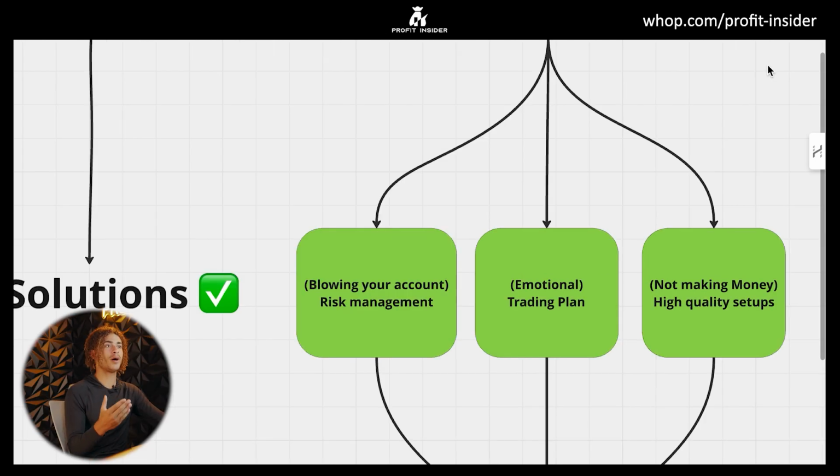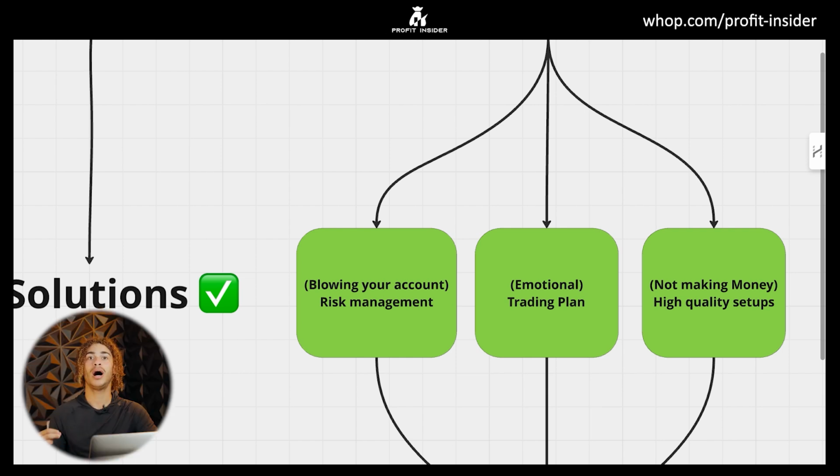Now the solution to you not making any money is to target high quality setups. So what is a high quality setup? A high quality setup is a setup that has a really good risk to reward ratio. A risk to reward ratio is how much money you are risking to earn a certain amount back. So if I'm having a 1 to 2 risk to reward ratio, this means that I'm risking $1 to make $2, or I'm risking $1,000 to make $2,000.